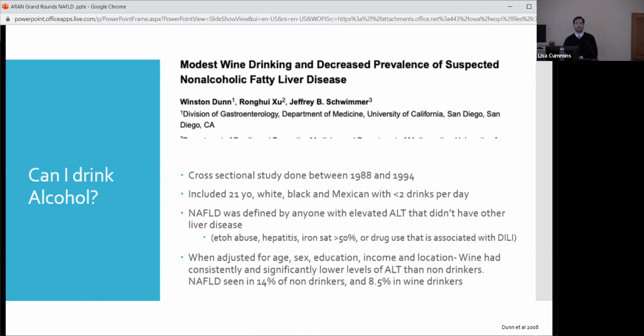And really all they looked at was ALT. Did their ALT increase, wine drinkers versus non-wine drinkers? And so that's where that study came from.